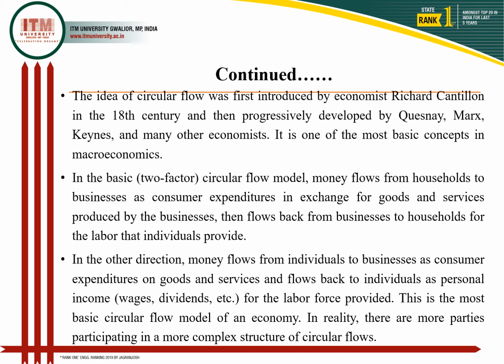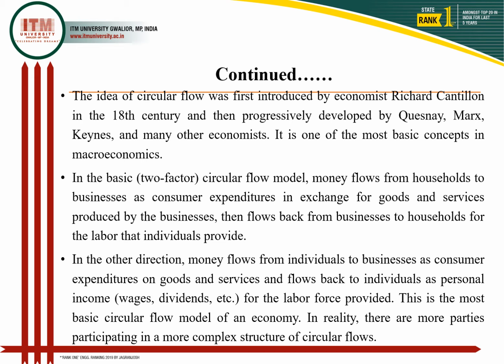This indicates that for production of goods and services, since the factor services have been involved, the factor services mean land, labor, money, as well as the entrepreneur, so enterprise. In return for that, the factor incomes are associated, that is rent, wages, interest, and profit. So all these factor incomes are now flowing from the firm to the household, right?